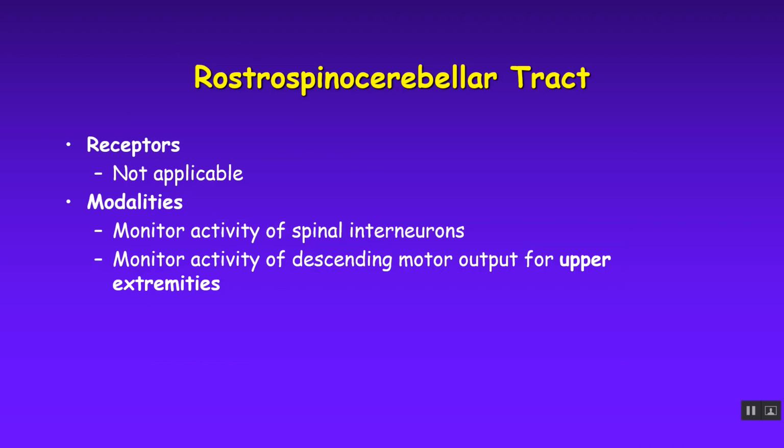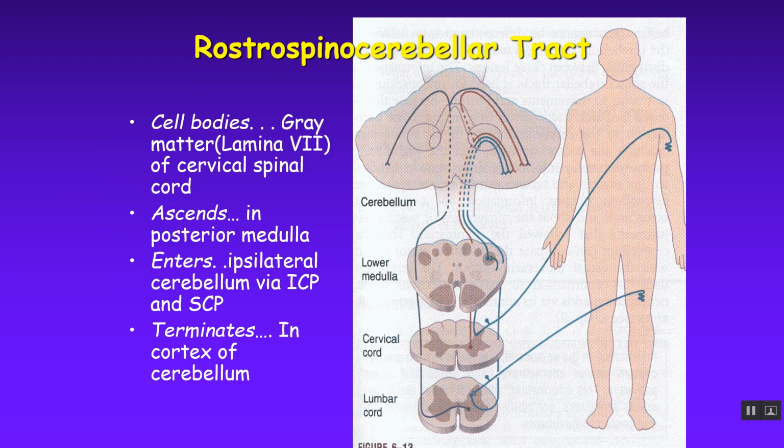Then we have the rostrospinocerebellar tract, which is the upper extremity internal feedback. That's kind of an equivalent of, or helps with, the cuneocerebellar system or tract. So same kind of thing, no receptors. It monitors the activity of spinal interneurons.